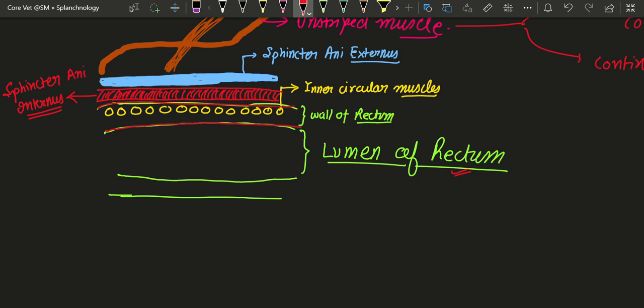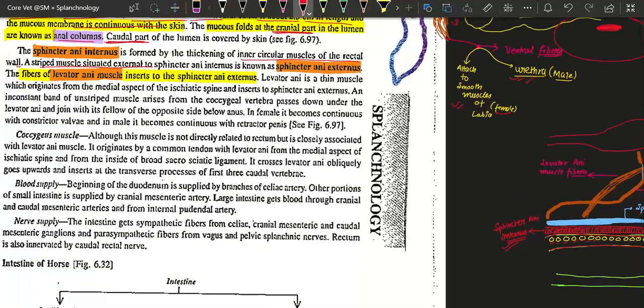Clear? So there are certain circular muscles which will be giving rise to the inner circular muscles. These are the inner circular muscles, and they will be giving rise to what? Sphincter ani internus. And external to that sphincter ani internus, there is a striped muscle which is known as the sphincter ani externus. When you read the text, you will understand that from the wall of the rectum, certain circular muscles give rise to the sphincter ani internus, and external to it there will be a sphincter ani externus muscle.